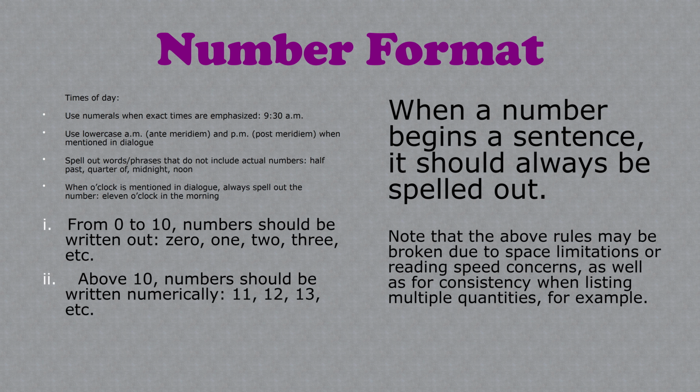This part is on how to caption numbers. From 0 to 10, numbers should be written out. 0, 1, 2, 3, etc. Above 10, numbers should be written numerically. 11, 12, 13, etc. When a number begins a sentence, it should always be spelled out.